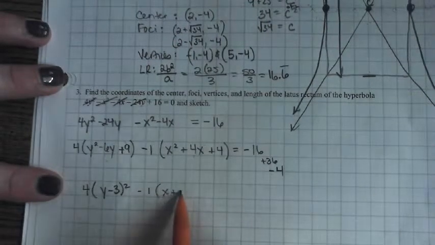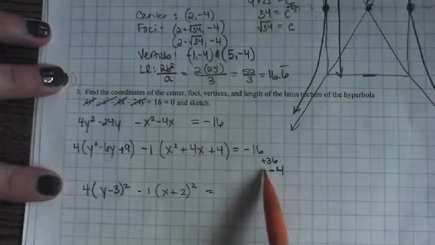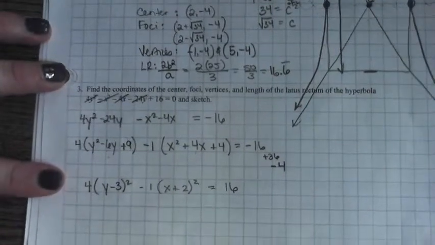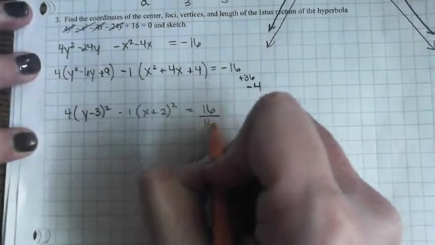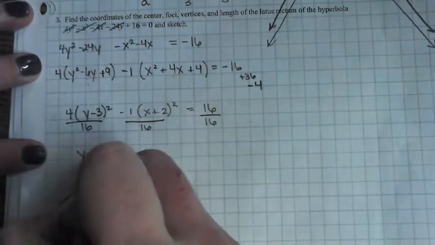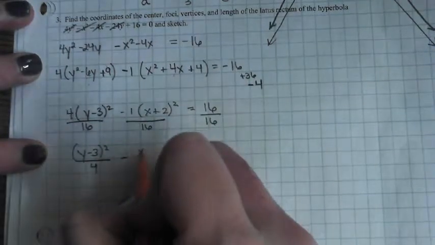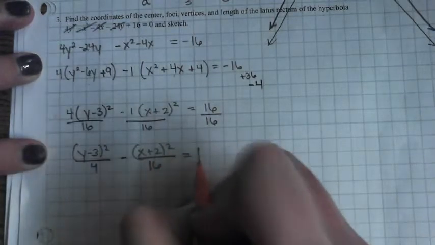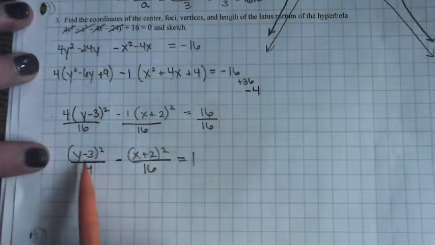and x plus 2 squared equals 16. And then again, it needs to equal 1. So divide that 16 everywhere, and everything reduces pretty nicely. So this is over 4, this is over 16, and this is 1. So this is a y hyperbola.